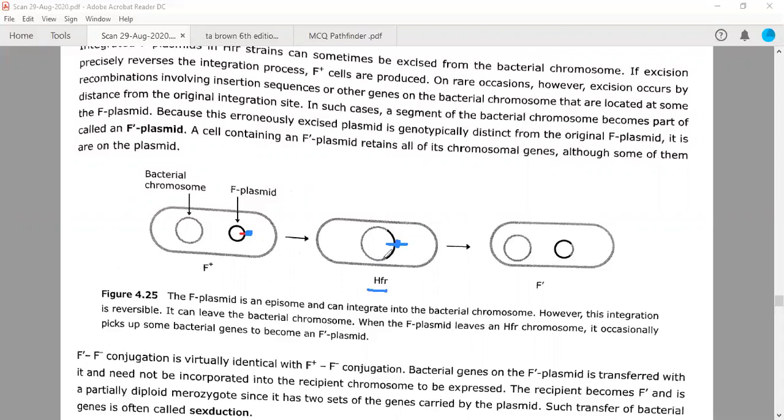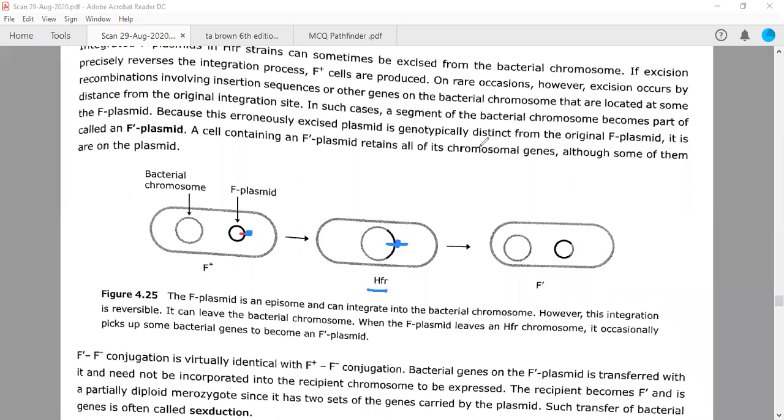If you did not understand, I will tell you again: when the nick is produced here, this cleavage cut that the relaxase enzyme creates, the 5' end will be transferred first into the recipient cell. So half F plasmid will be transferred first, and the other half F plasmid can only be transferred when the complete bacterial chromosome is transferred from the donor cell or Hfr to the F negative or the recipient cell.